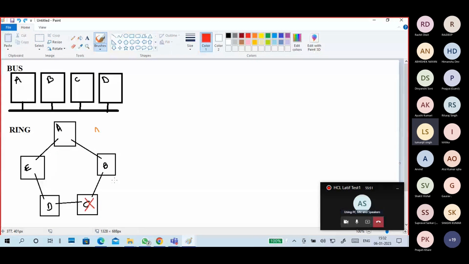Guys, this is what happens if one of the wires is down: further communication will stop. If any device is down, further communication will stop.